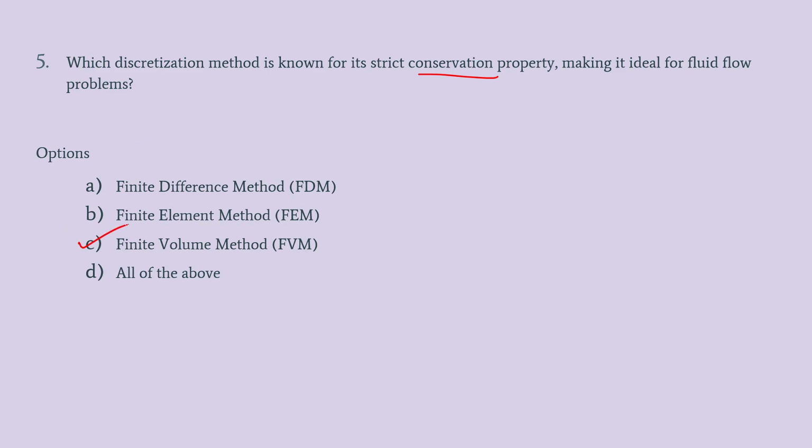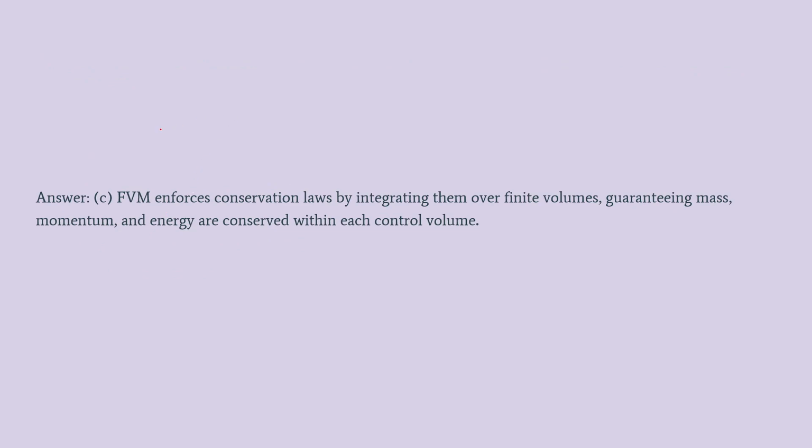Our answer is option C, finite volume method. Because in finite volume method, what we will be doing is we will be considering control volumes. We will be discretizing. While discretizing, these cells will be considered as individual volumes or discrete cell volumes, where our governing equations will be integrated. So the integral form of our governing equations guarantees the conservative properties.